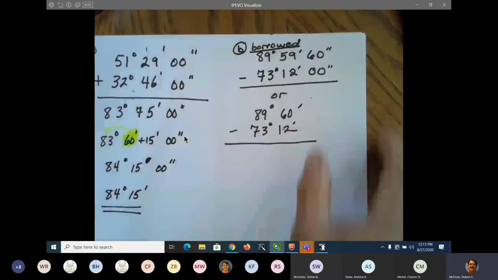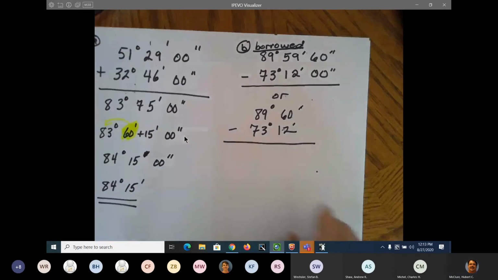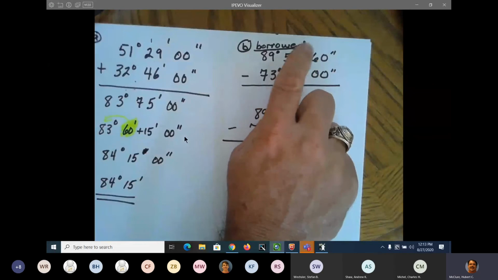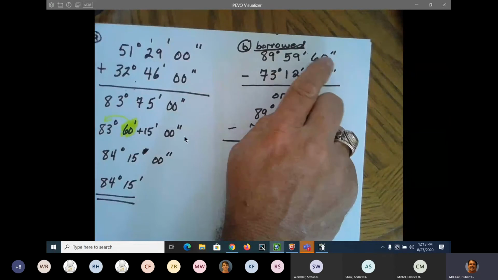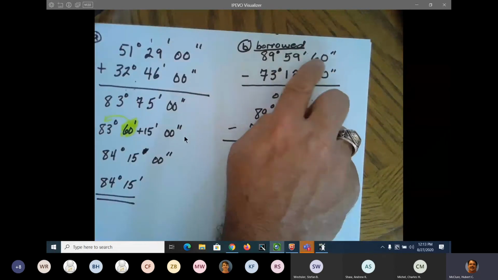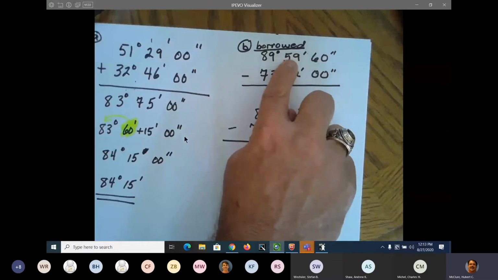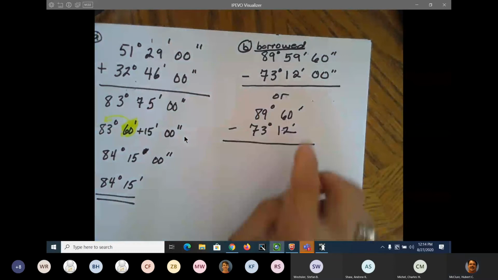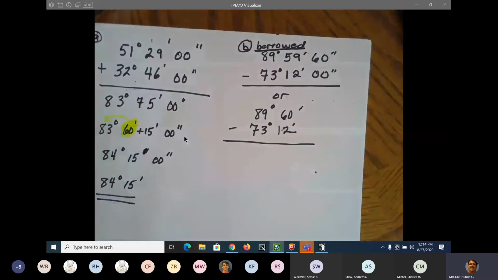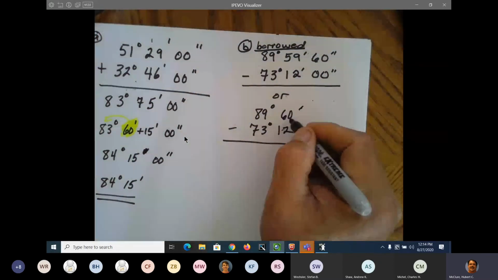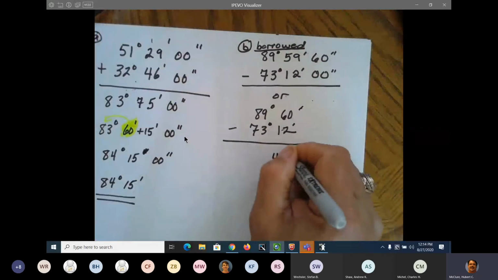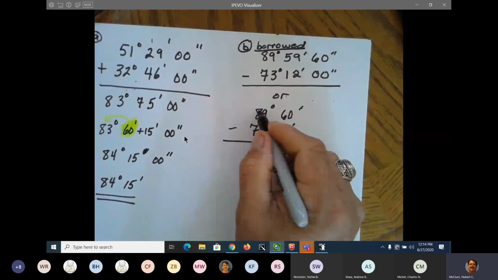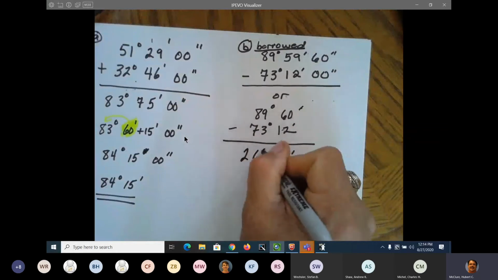And over here, where we borrowed, I borrowed a degree and a minute and a second. So that's why I got 60 seconds, which bumps that up to 60 minutes, which is what you've got. So you can do it here or here. It doesn't matter. You're going to get the same answer. So 60 minus 12 is 48. And 9 minus 3 is 6. And 8 minus 7 is 2.